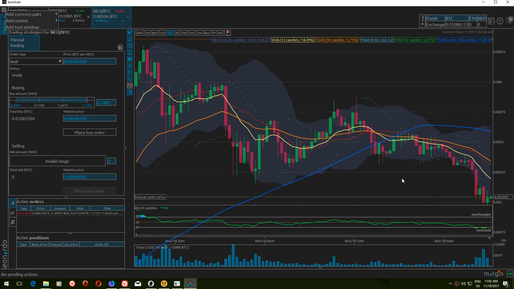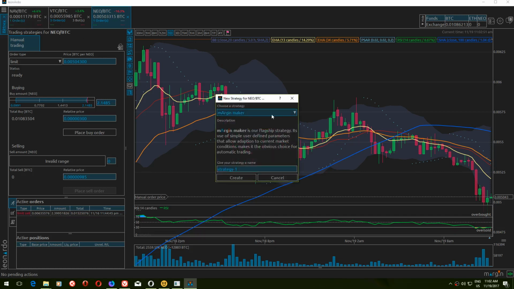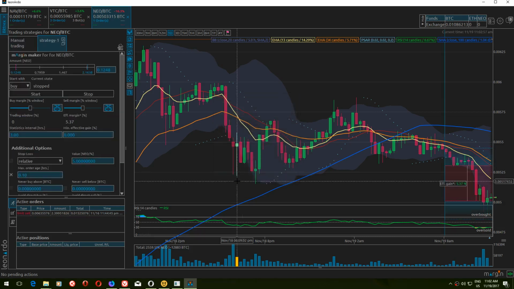This is just to show you folks how I can use Leonardo more efficiently than using Bittrex, because it's a lot easier to trade. And of course you can do the manual trading, or you can use the bots that it offers. It has the margin maker and static ping pong. These are just simplistic bots. The margin maker does require quite a bit of babysitting. You can leave it alone, but you really need to keep an eye on it.